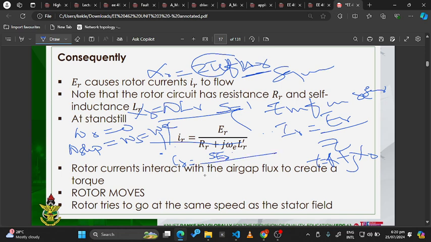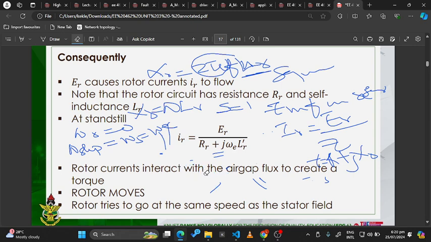So at starting, S is equal to 1, so this goes to 1. This goes to 1. Omega slip is equal to what? Omega E or omega S. I hope this makes sense. So at starting, this is the current that is going to be induced in the rotor.